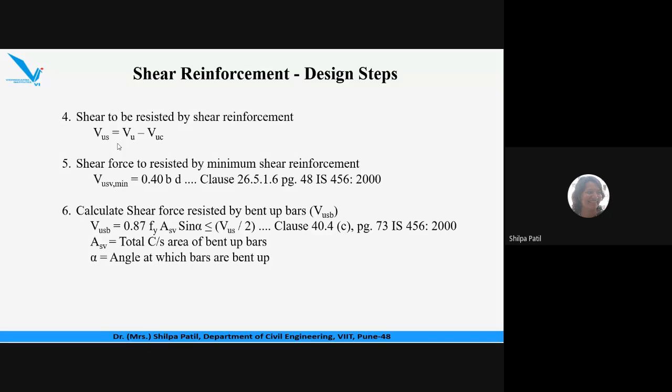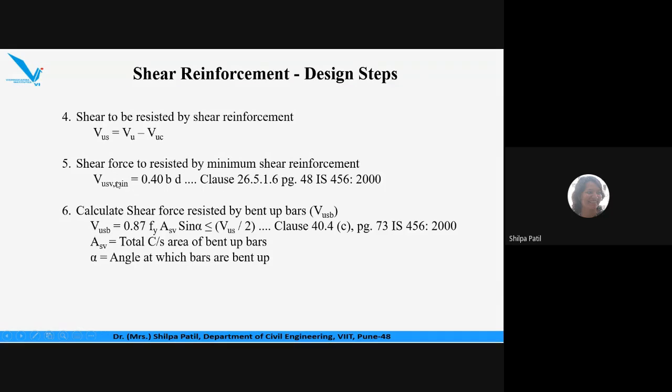Now this total force, which is to be resisted by the shear reinforcement, is again divided into two different parts. One is the force which is resisted by the bent up bars, and another is the force which is resisted by the minimum shear reinforcement that we have to provide compulsorily in every beam. Okay, so in the next step we need to calculate these forces. That is, this total VUS will be the combination of these two forces, VUSV and VUSB.